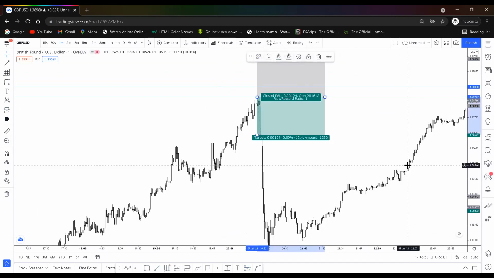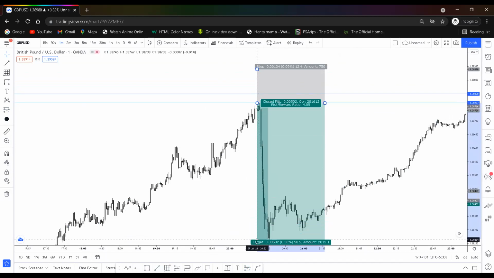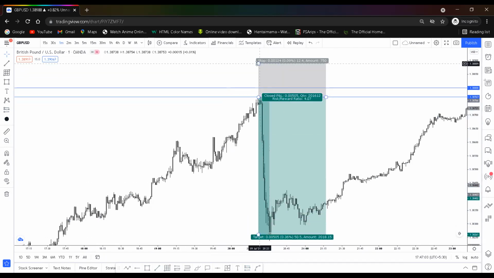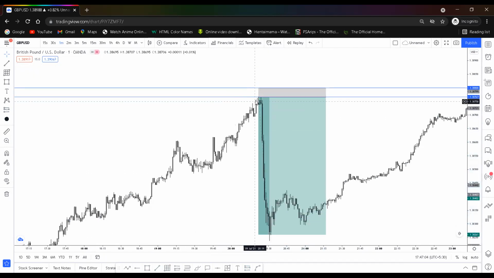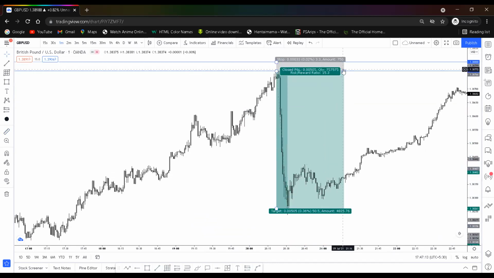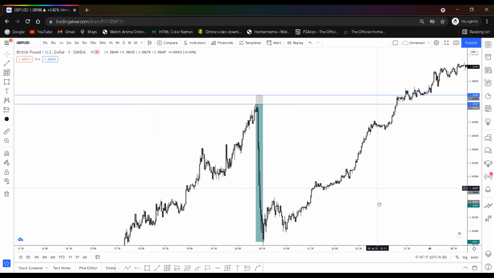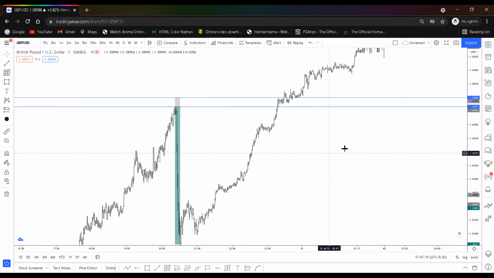Saw that accuracy? Saw how quick the move is? 50 pips within not even 11 minutes. 11 minutes for 50 pips. And that's a 1 to 15. It's so crazy. Saw that? Yeah, it's really sick.